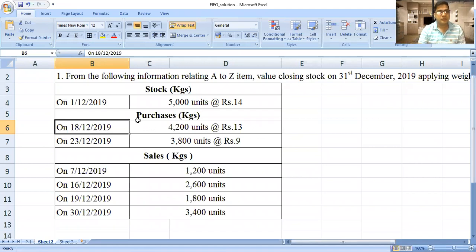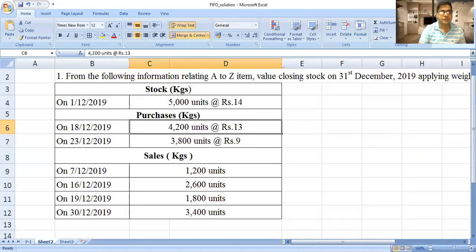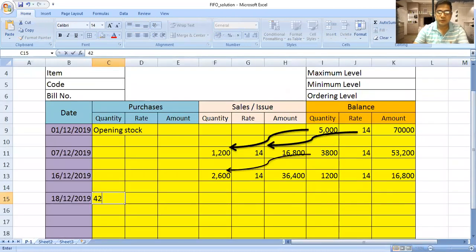On 18 December, they purchased 4,200 units at the rate of 13 rupees per unit. Here we have to write 18 December 2019. We have to put it in the purchase column. How many quantities purchased? 4,200. The rate per quantity is 13 per unit. So find out the value of purchases. 4,200 into 13.